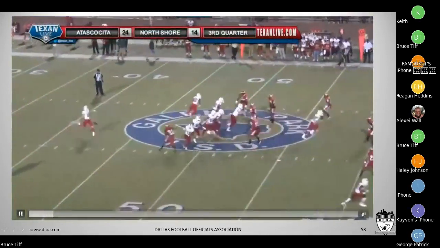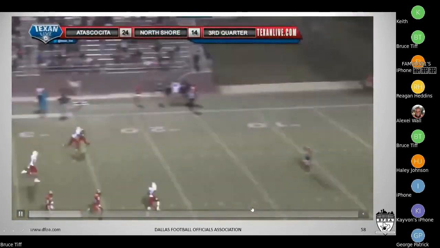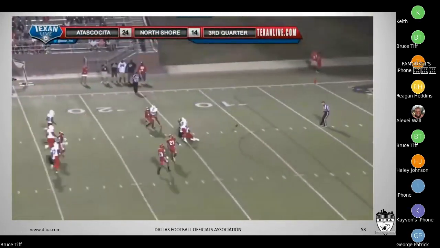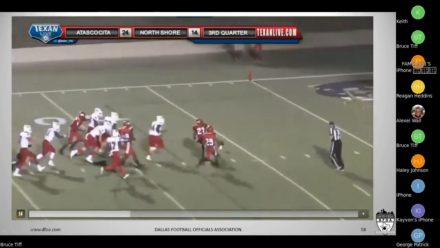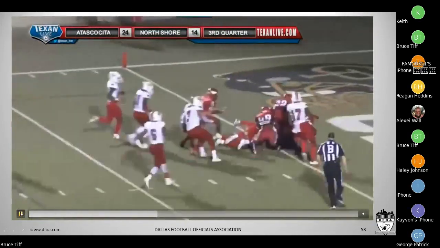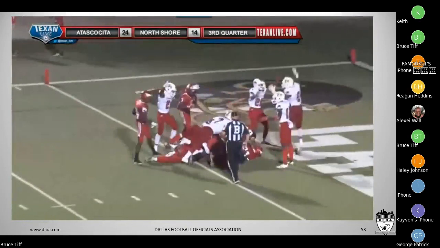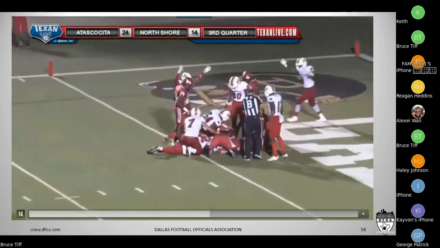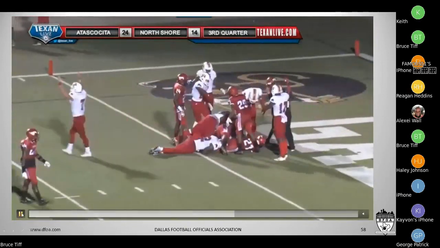Looks like we have video here. That's what we were talking about, punt play. This is a kick play. So you have a scrum here. Back judge is coming in, looking and seeing what happened on the play.